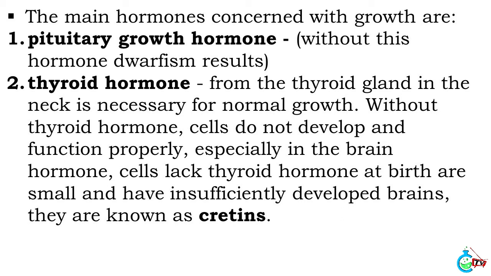Without this hormone, dwarfism results. 2. Thyroid hormone, from the thyroid gland in the neck, is necessary for normal growth. Without thyroid hormone, cells do not develop and function properly, especially in the brain. Babies who lack thyroid hormone at birth are small and have insufficiently developed brains. They are known as cretins.